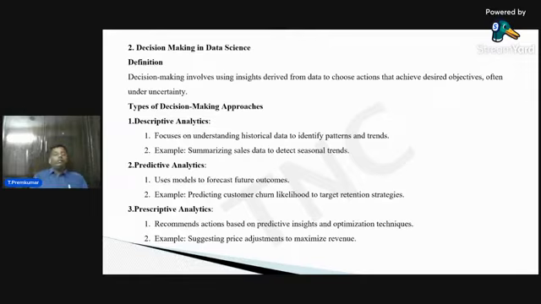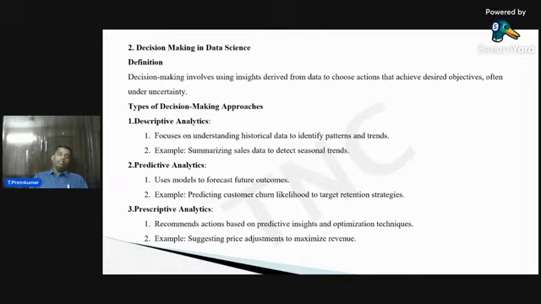It tells you about the insights derived from the data to choose actions that achieve the desired objectives, often under uncertainty. So let's see the types of decision-making approaches we have. One is descriptive analysis, another is predictive analysis, or prescriptive analysis. The descriptive is fully focused on understanding historical data to identify the patterns as well as the trends.